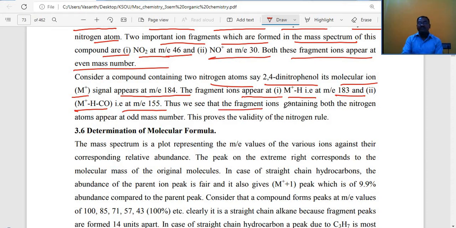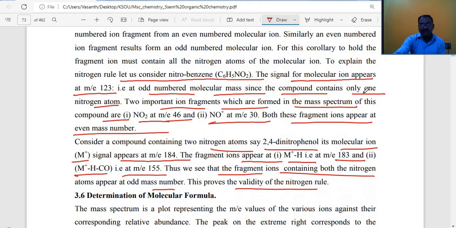Thus, we see that fragment ions containing both the nitrogen atoms appear at odd mass number. This proves the validity of the nitrogen rule. Here, how are we getting this 120 or this 123?